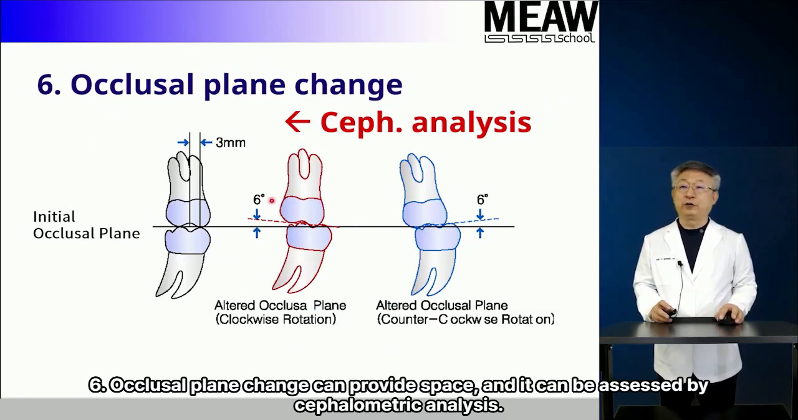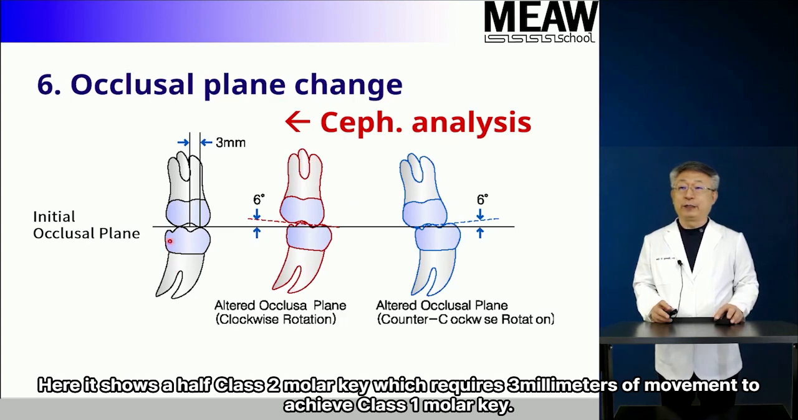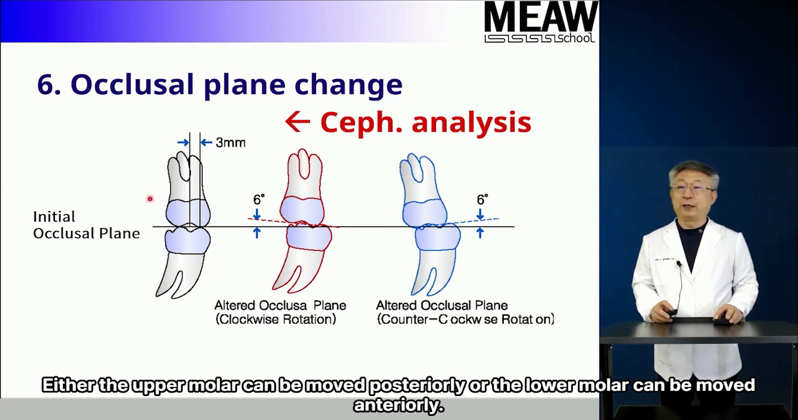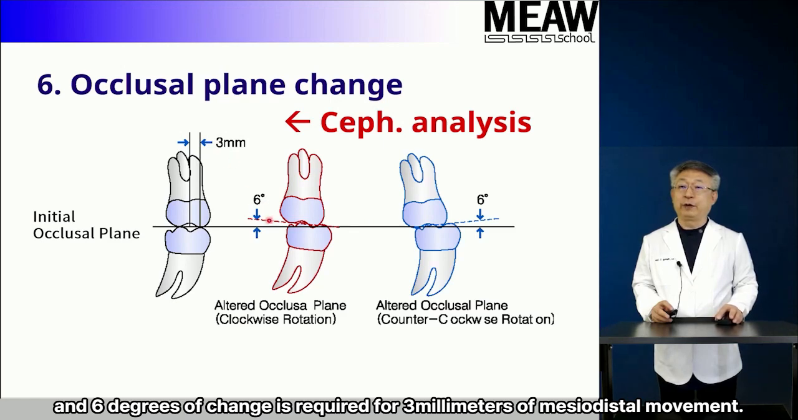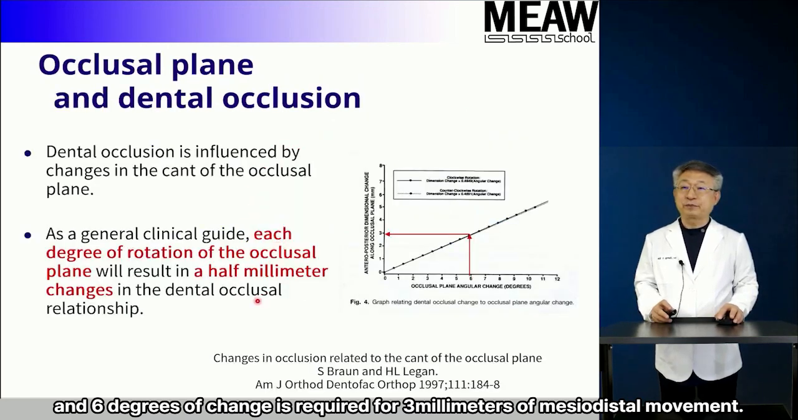6. Occlusal plane change can provide space, and it can be assessed by cephalometric analysis. Here it shows a half class 2 molar key which requires 3 mm of movement to achieve class 1 molar key. Either the upper molar can be moved posteriorly or the lower molar can be moved anteriorly. Besides, another way to achieve class 1 molar key is to slightly alter the occlusal plane. And 6 degrees of change is required for 3 mm of mesiodistal movement.